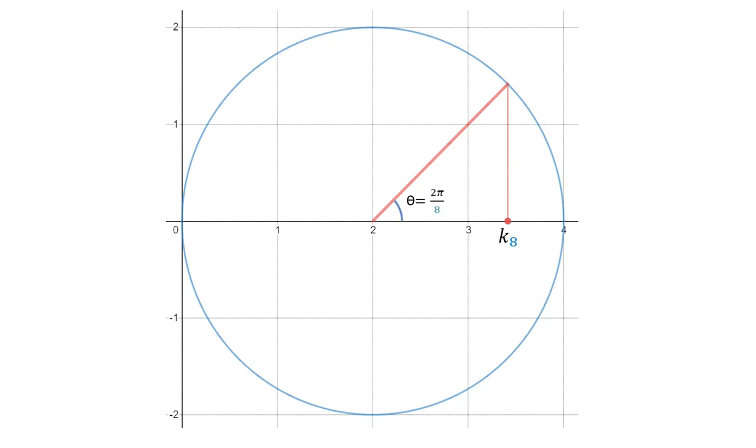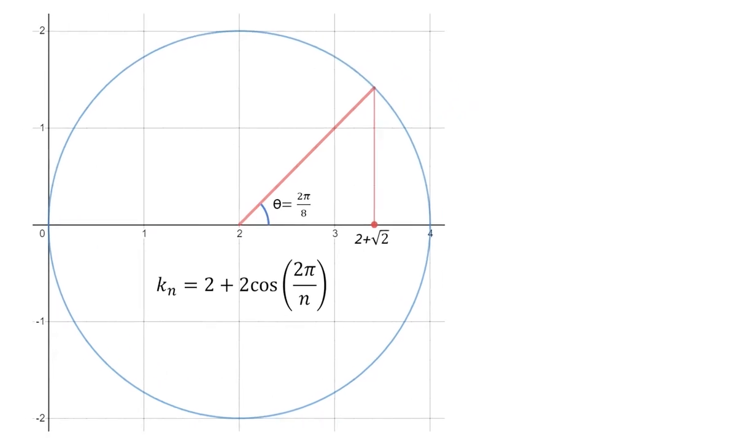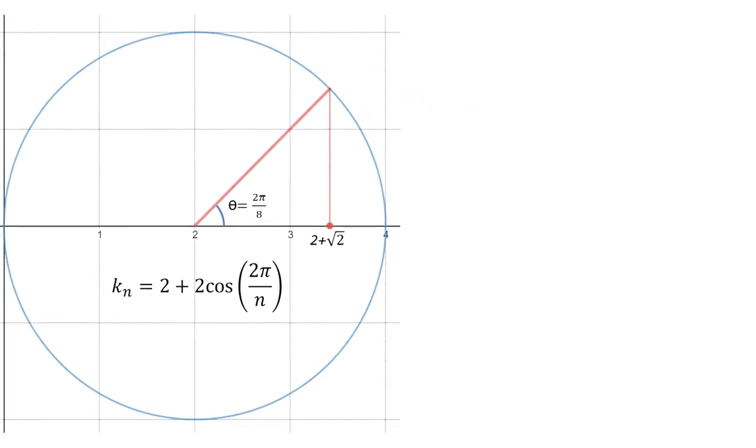This means that we can write a general formula for our numbers k_n: 2 plus 2 cosine of the angle, 2 pi over n. And in this case, you can calculate that that equals 2 plus square root of 2. Now remember, this number k_8 represents the number that we have to substitute into this 8-layer fraction so that it simplifies all the way down to x.